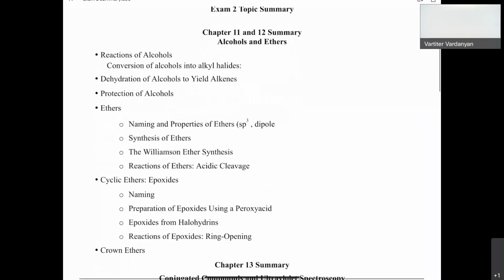Okay, so in chapters 11 and 12, Dr. West says reactions of alcohols, dehydrations, protecting groups, but he already tested you on those three things. So maybe you'll have like one question from that, but I will put it in the review summary.